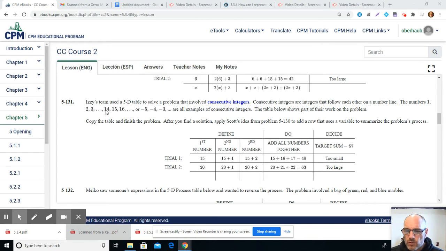All right, question 131. Izzy's team used a 5D table to solve a problem that involved consecutive integers. So boldface words, definition: consecutive integers. Oh, they actually tell us. Consecutive integers are integers that follow each other on a number line.